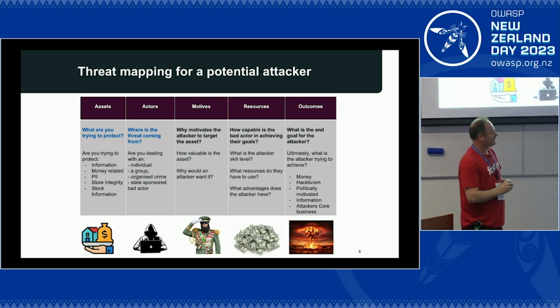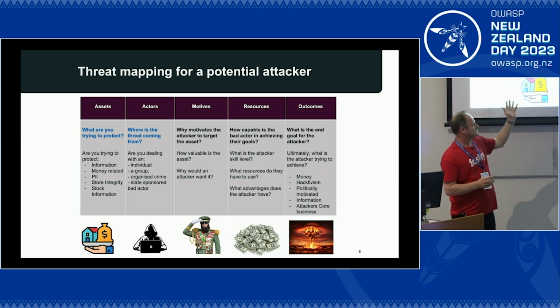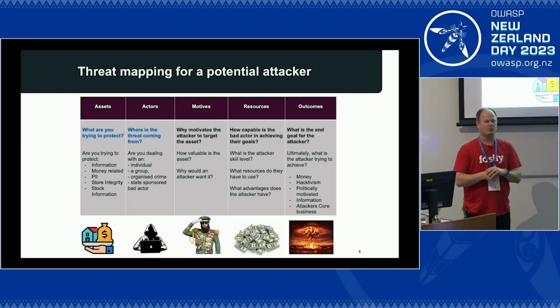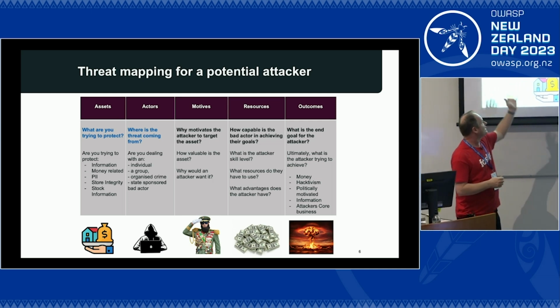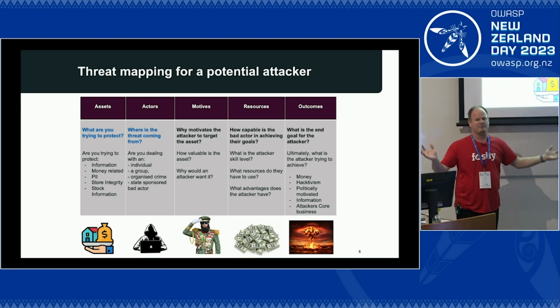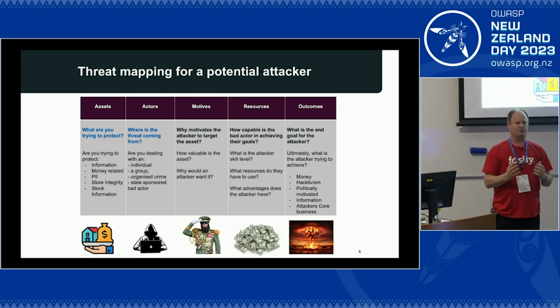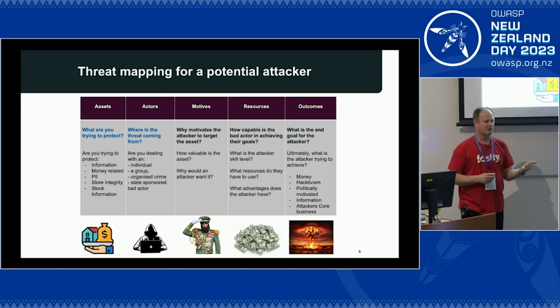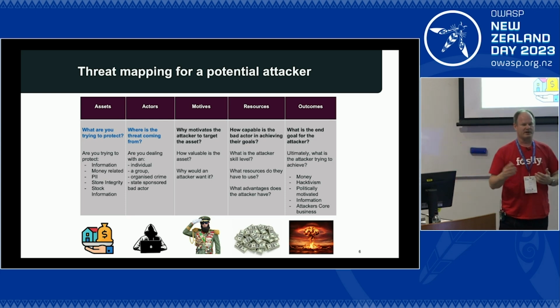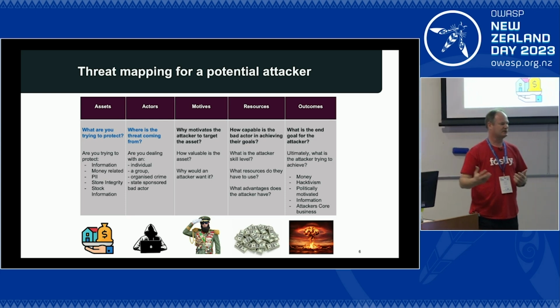So I always bring it back to this. It doesn't matter how big or small you are. It's about what you're trying to protect. So it's about threat mapping. What does your threat look like? Who are the people that are trying to come after you? And what are the crown jewels that you're trying to protect as well?